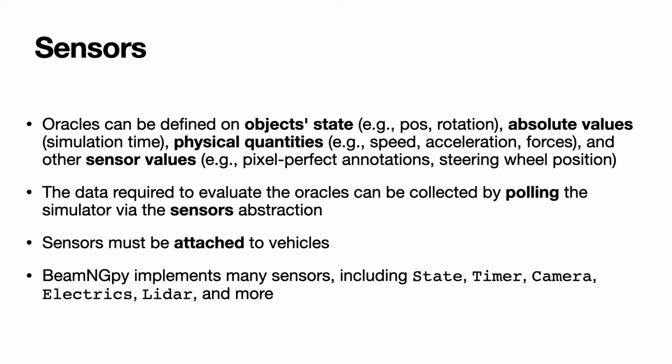Oracles work on data. They can be defined on object states, position or rotation. The car should stay in its own lane. Absolute values like simulation time, physical quantities, maximum speed or acceleration, and even other sensors. For example, one may have sensor oracles based on the steering wheel position, the actual gear that is used, or even annotated images and such.